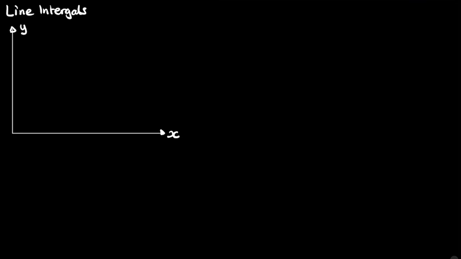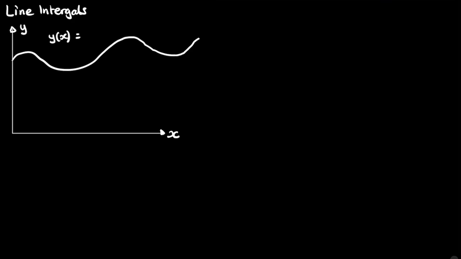So you've got some kind of set of axes, y and x, and here's a curve. So here's some kind of arbitrary curve. And this curve is described by the function y of x. So it could be anything. We don't know what it is, just some kind of arbitrary curve.